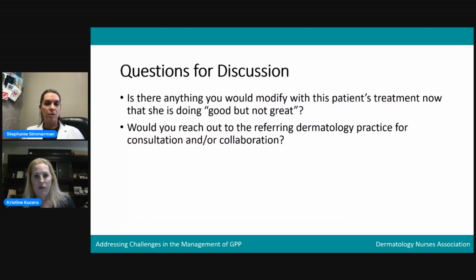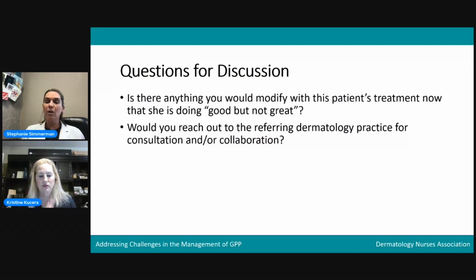So our question, now that we have this information, is would you do anything to modify this patient's treatment now that she's doing good, but not great? You know, is that enough? If you hear your patient say that and you think, well, I could tweak this, but if you're comfortable and you're content, do we want to? So great point that you made about, you don't want to disrupt her.